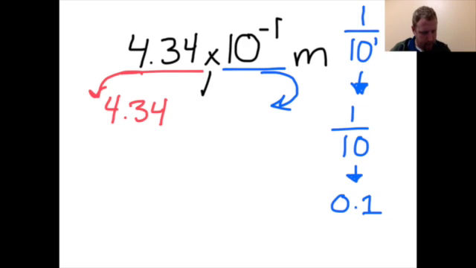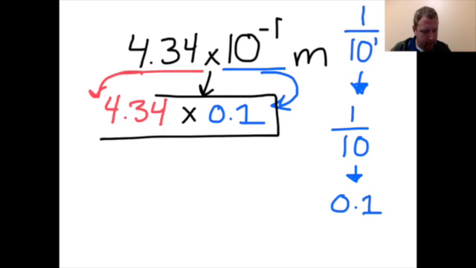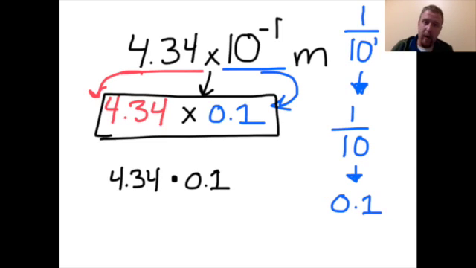Okay, so I'm going to go ahead and bring down the multiplication symbol. I'm going to put my 0.1 in there, and now I have a math problem here that I can work with. That's the same thing as 4.34 times 0.1, and this is something we do all the time in mathematics. Okay? The answer to this would be what?